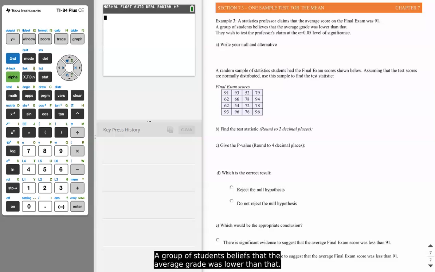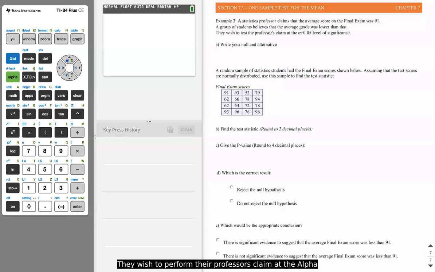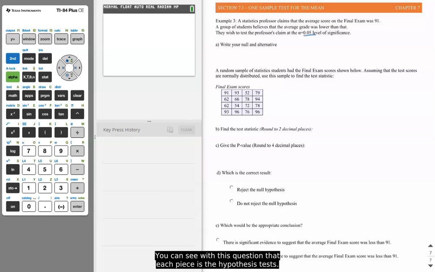A group of students believes that the average grade was lower than that. They wish to test the professor's claim at the alpha equals 0.05 level of significance. All right, so we know the significance level. You can see with this question that each piece is part of the hypothesis test. They've broken it into parts A, B, C, D, and E. So we'll still go through them, but they're prompting us with what they want to see here.